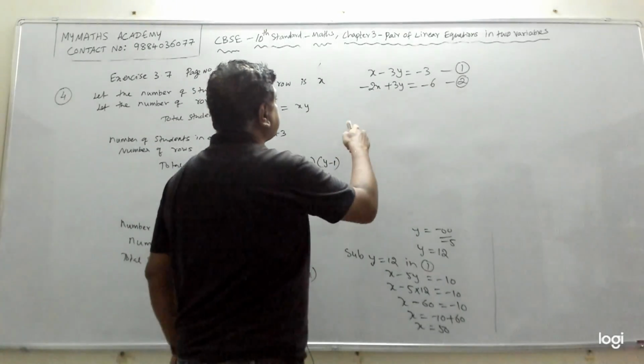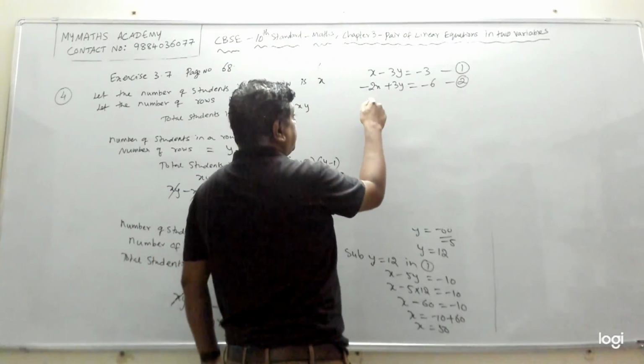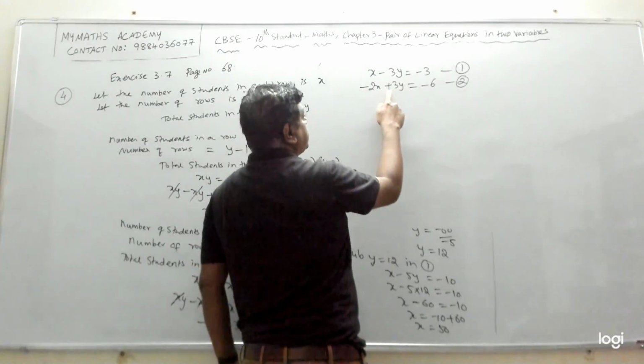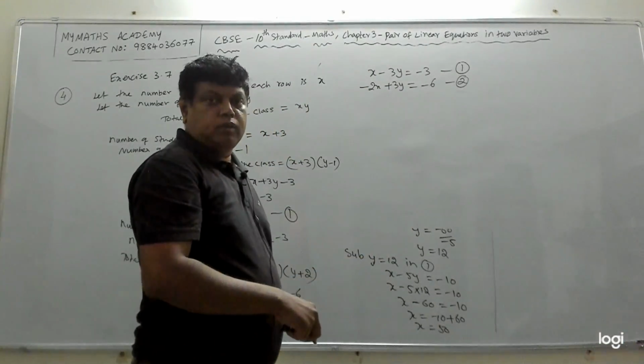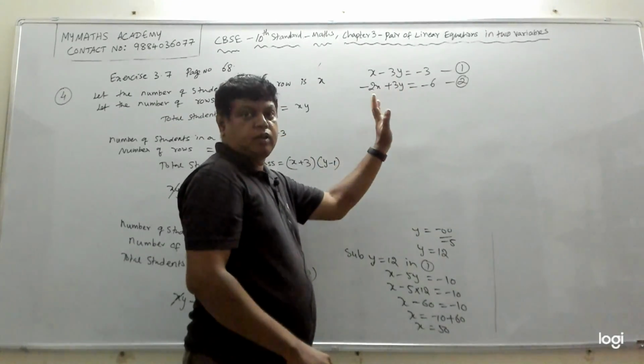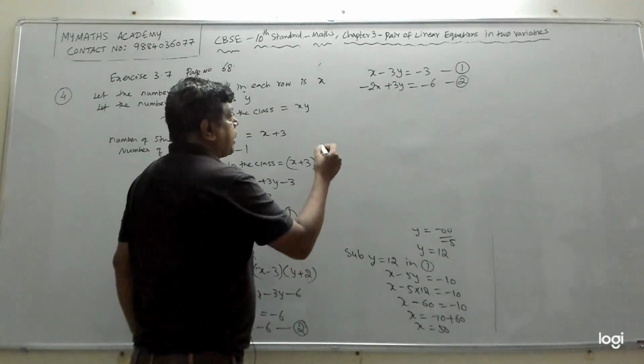Right, so for elimination method, what do we check? We check that the coefficient of the variable is the same. Here it is 1, here it is minus 2, they are not the same. Here it is minus 3, here it is plus 3. We can consider it as the same. The sign can change, but as long as you have 3, 3, we are okay. So we can directly add or subtract.